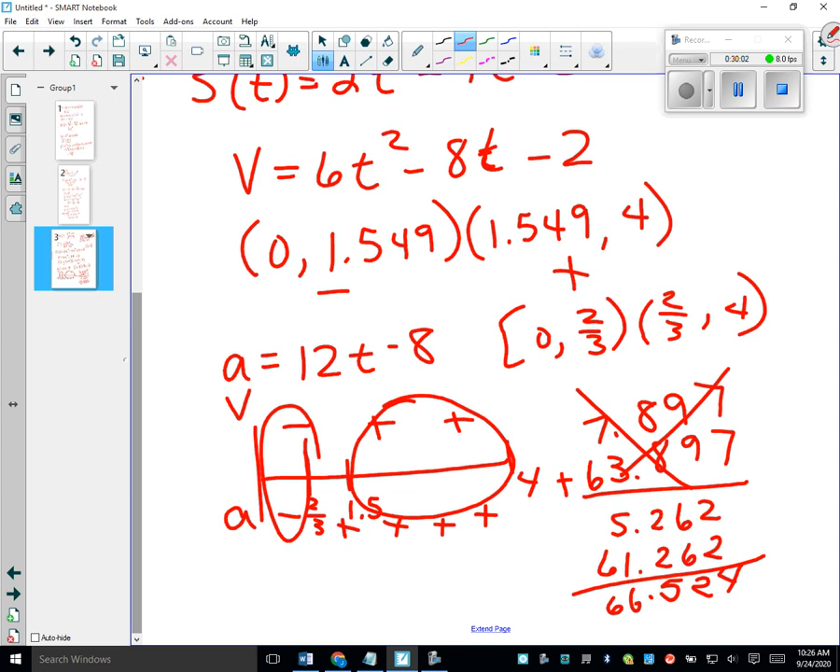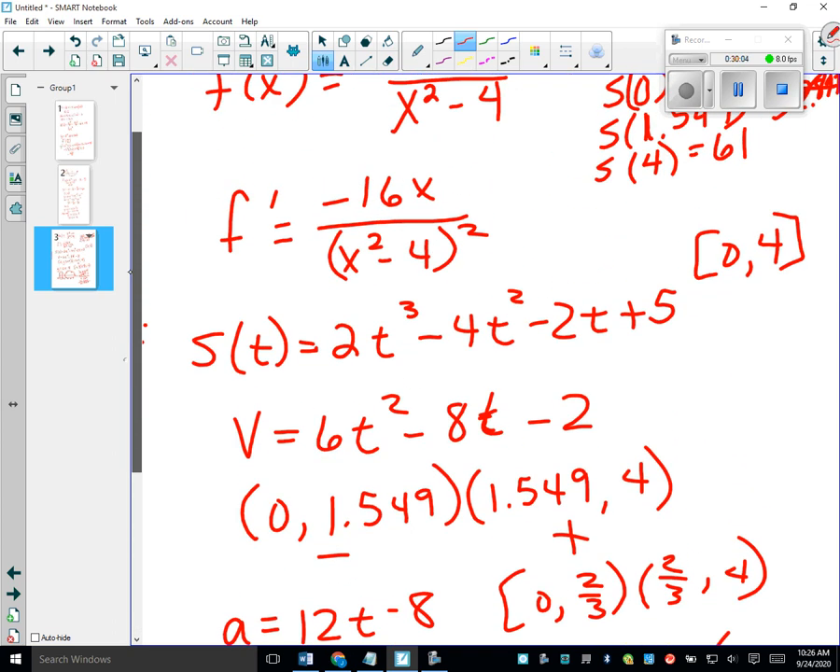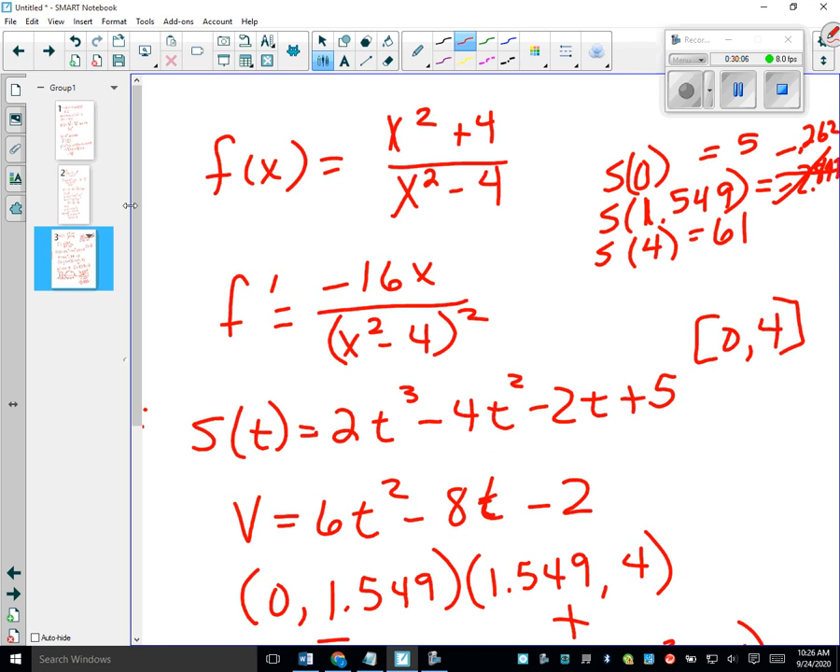I'm to the point where I plug the things into our S. I don't understand. How far is it from 5 to here? Okay, so that's 5.262, isn't it? Yeah, that's how I got that first number. How far is it from here to here? So from the negative 0.262 to 61, how far is it? 61.262. That's where I got those two numbers.